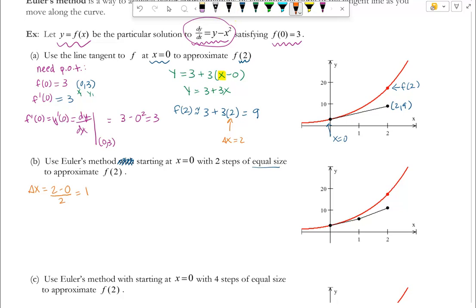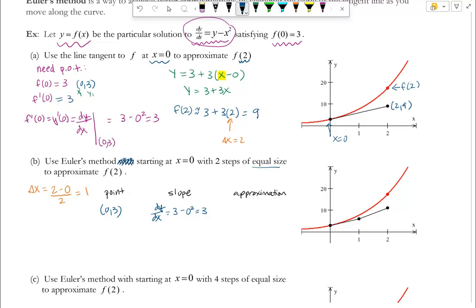All right, so what we're going to keep track of is all of our points, our slope, and we're going to get an approximation. And the approximation we get, we're going to use to find our next point. So here's what we do. We're starting off with that initial point of (0, 3). That was the initial condition we were given. And to calculate our slope, our differential equation, dy/dx, is just y minus x squared. So 3 minus 0 squared is 3.